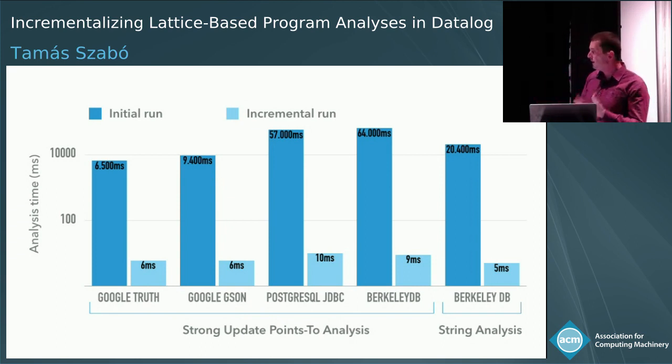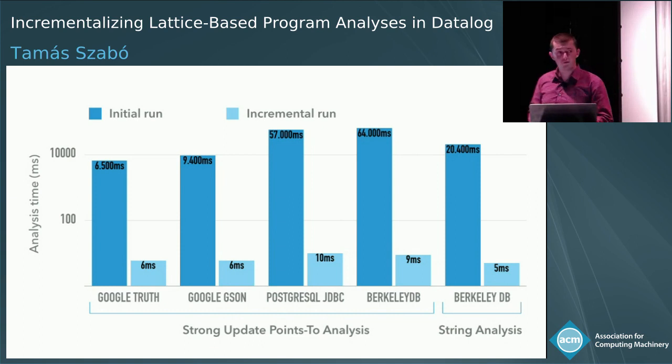Now, at this point, I would like to mention that the results presented here are for an intra-procedural analysis. It does not analyze across function calls. We are currently working on inter-procedural points-to analysis in IncA, and also type checkers for Rust, for example, and we already see promising incremental performance.